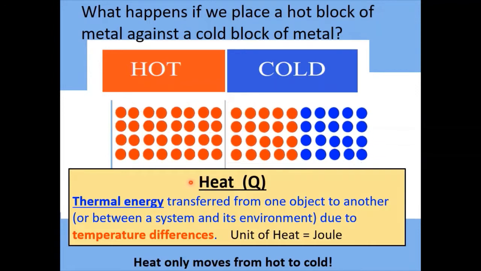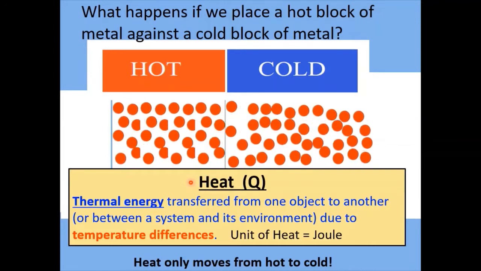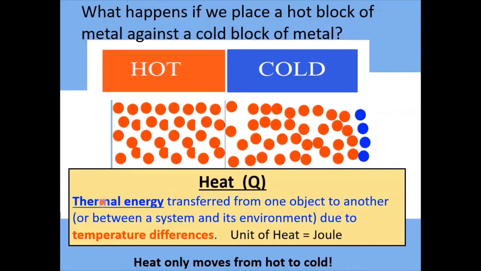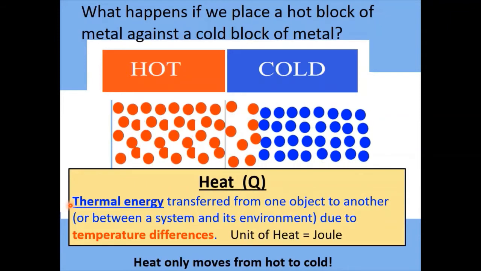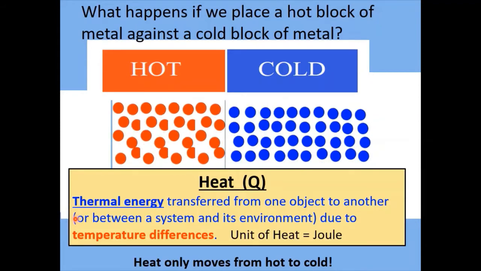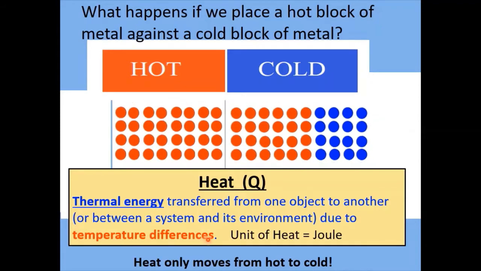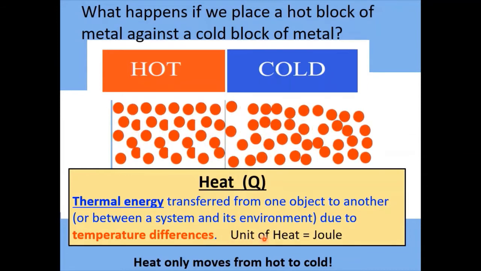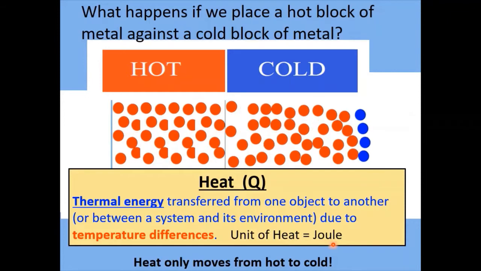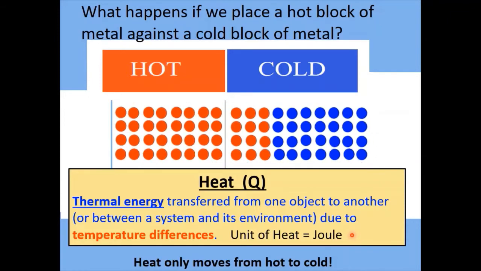So this brings us to the concept of what physicists call heat, which is abbreviated by Q. Heat is thermal energy that's transferred from one object to another, or between a system and its environment, due to temperature differences. So since heat is sort of, you can think of it like the flow of thermal energy, the units of heat are joules, which is the same as thermal energy.